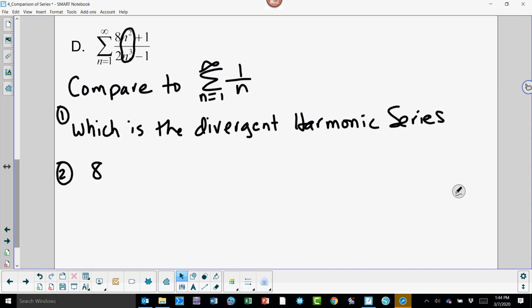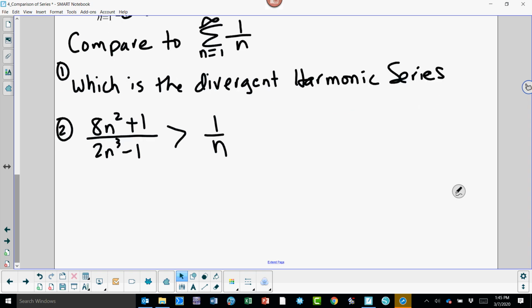So again, I have to figure out this inequality. I have to figure out which direction it should go. So the comparison series diverges. I know then that probably means mine diverges. So my series needs to be bigger, because if a smaller series diverges, then one that has bigger terms is going to diverge. Okay? So again, question mark, is this true?